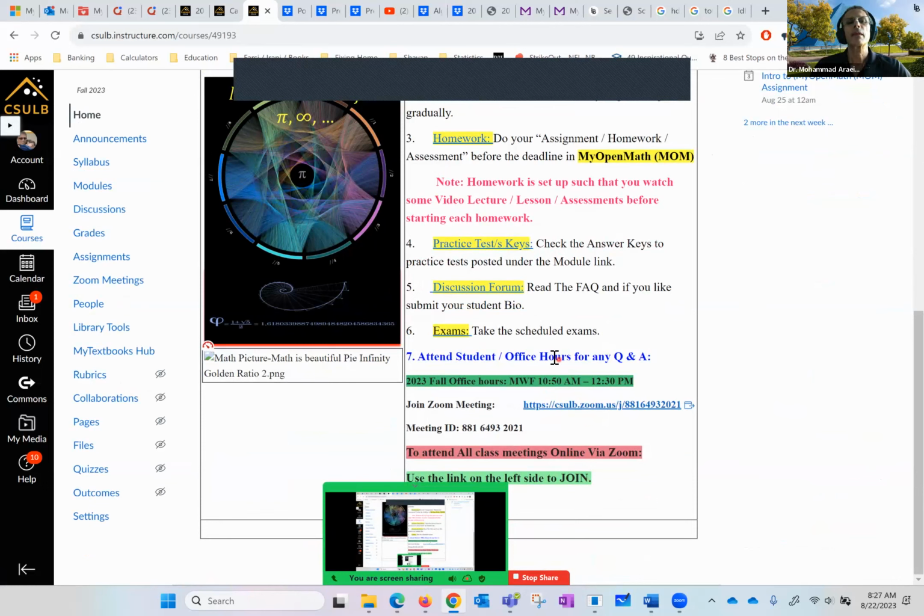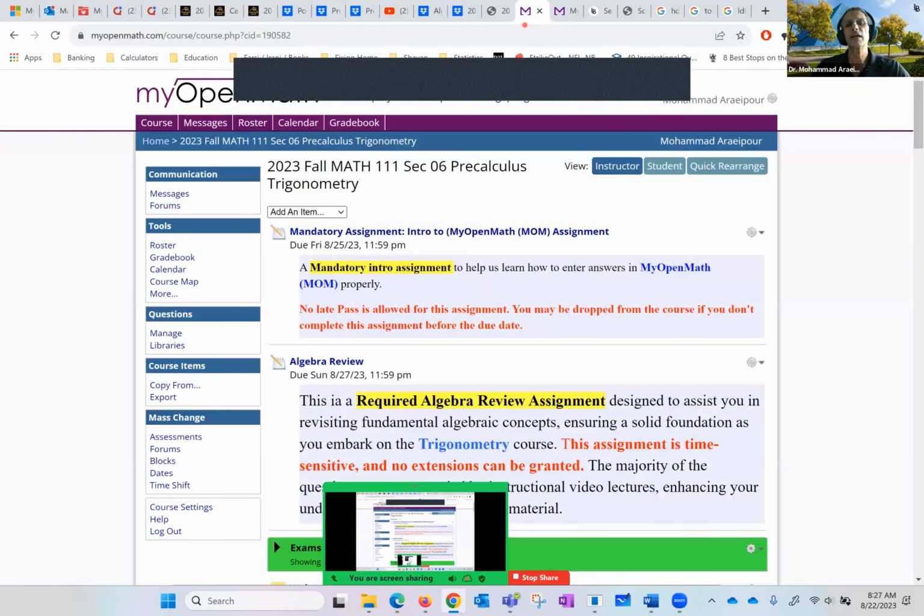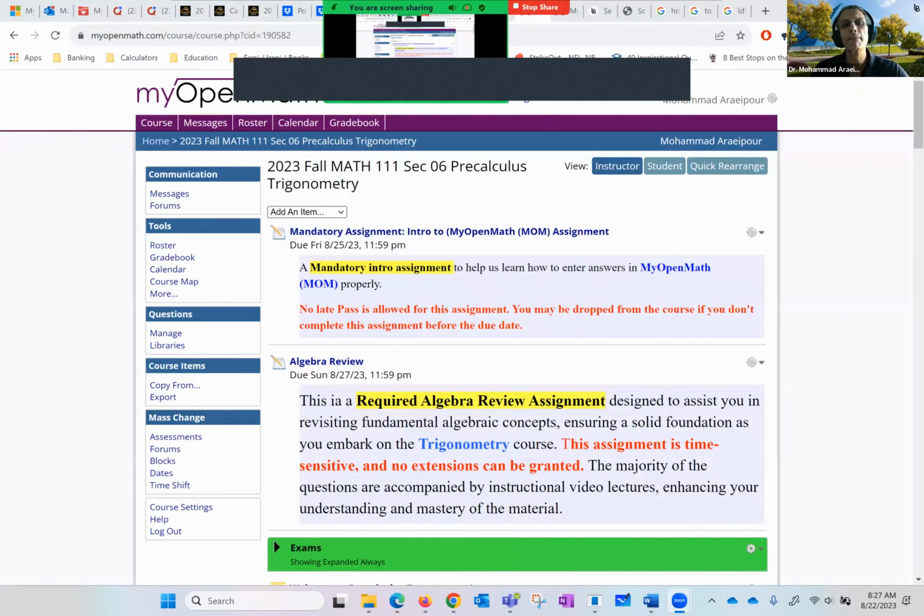So what I want to do now, after you register with MOM, My Open Math, it takes you to your digital homework. So what do we see here? Here's the home page of MOM, My Open Math. And the very first thing is the mandatory assignment, Introduction to My Open Math. What this does is it just gets you ready to work with My Open Math. That's why I put it at the top.